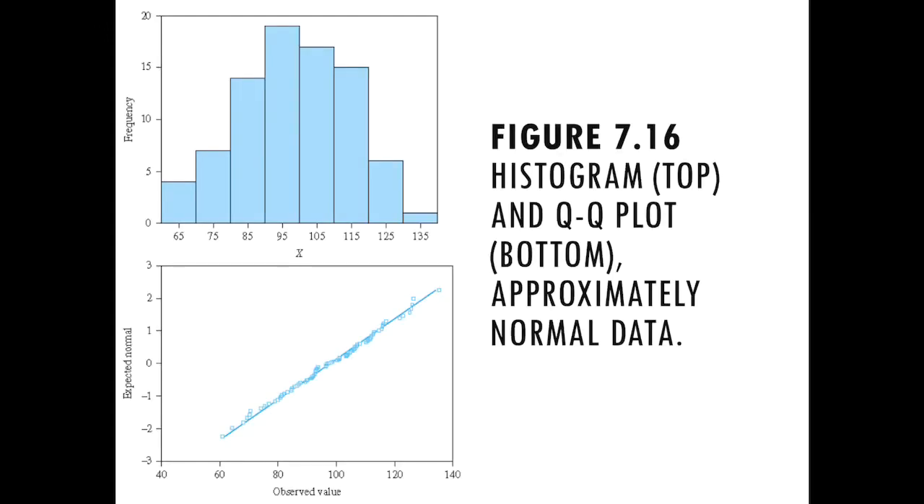So here we have a histogram and a QQ plot. You can see that here it's normally distributed data, where we have the points mostly along the line, very well correlated, we might say, and then we have a distribution function here that is relatively normal.